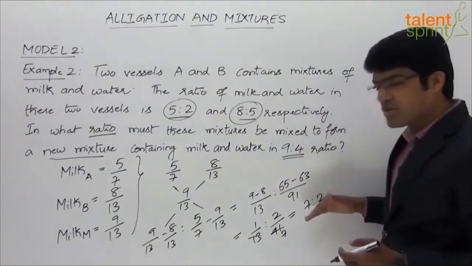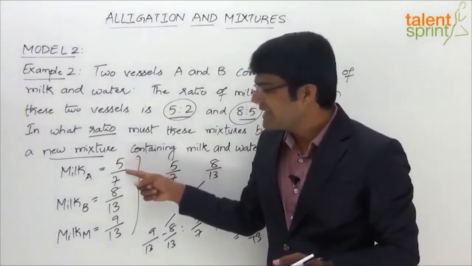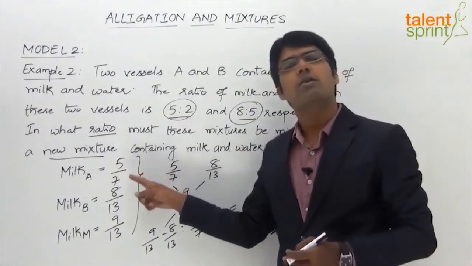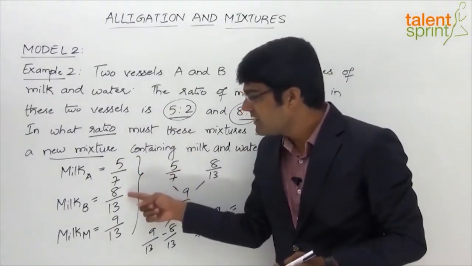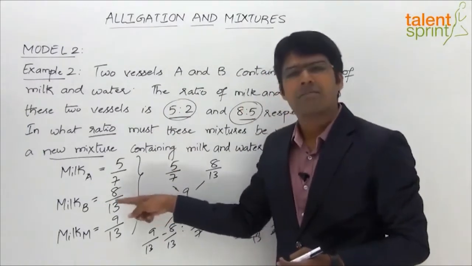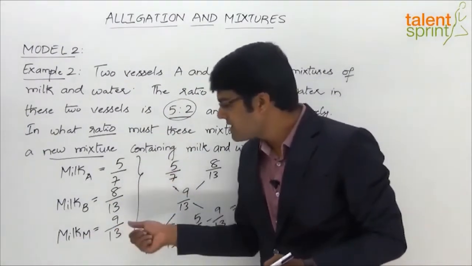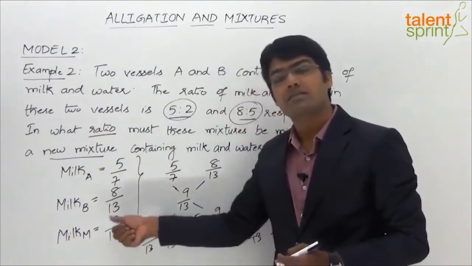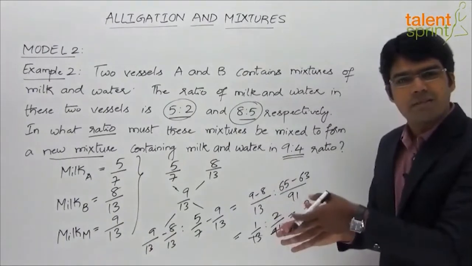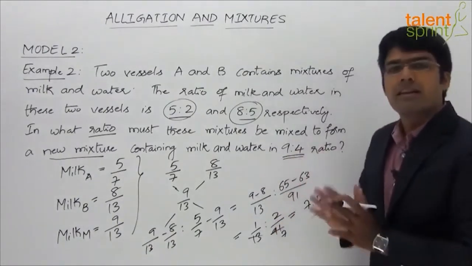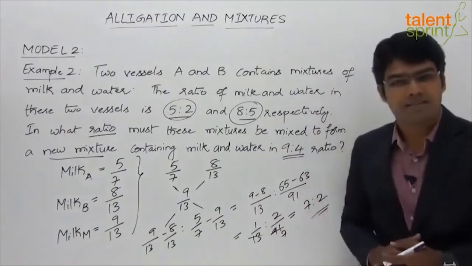The same answer can also be obtained by using the strengths of water. So for example, here if the strength of milk in vessel A is 5/7, the strength of water would be 2/7, the remaining part of it. The strength of water in vessel B will be 5/13, 1 minus 8/13, or 5 parts out of 13 parts. And in the final mixture, the strength of milk is 9/13. So the strength of water would be 4/13. So either work only on the strengths of milk or the strengths of water in the three types of mixtures. Apply the alligation rule to find out the required answer.